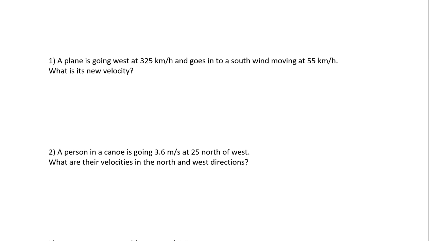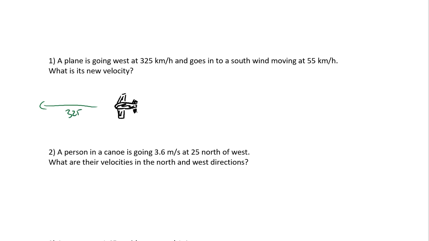So first things first, a really good idea is to actually sketch things out. So it says I got a plane going west. So I'm going to draw a plane. So plane, wing, there we go. All right, so there's my plane going west. And it tells me it's going west, which is to the left, at 325. And then it says there's a wind going south. So the wind would be sort of pushing it down.